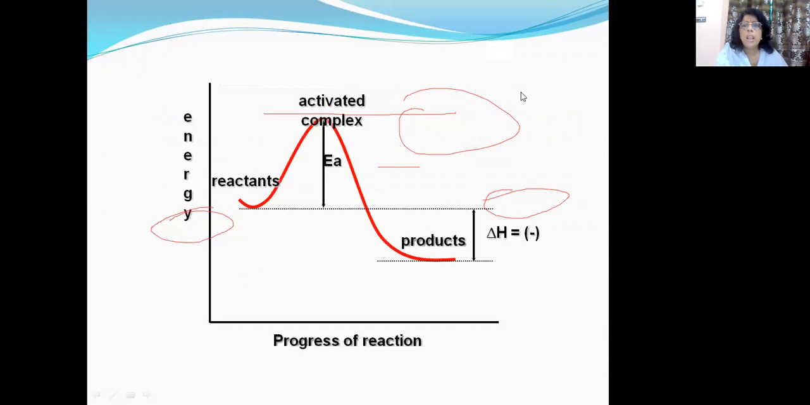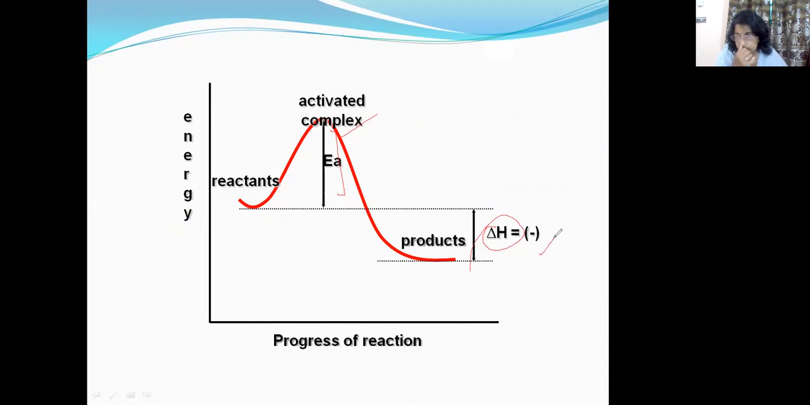If we plot the curve between the energy and the progress of reaction, it curves. The peak of the curve indicates the activated complex, that is the activation energy Ea. The difference between the energy of the reactant and the product is indicated by delta H. If delta H is negative, the reaction is known as an exothermic reaction, and if delta H is positive, then the reaction is an endothermic reaction.